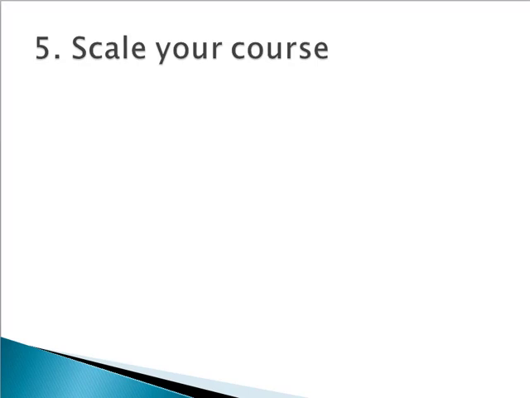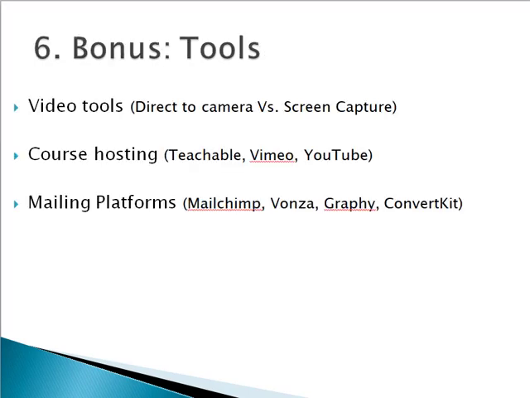So let's just look at the tools. We talk about the video tools, direct to camera. Direct to camera is that you have a camera, maybe Canon or Nikon or whatever, and then screen capture. Screen capture: Camtasia, Loom, and Screen-O-Matic. There are many other ones, but those are the most popular. Loom is very popular these days also. Camtasia is very popular.